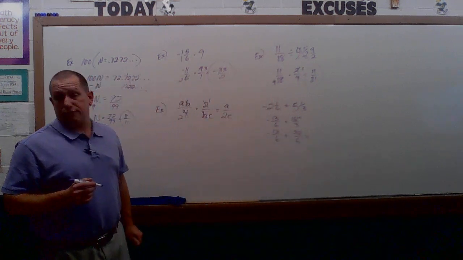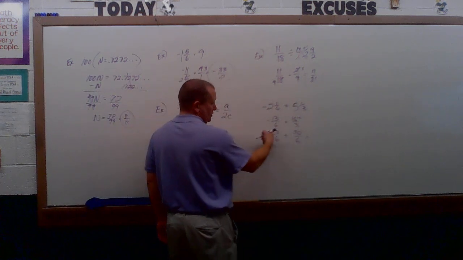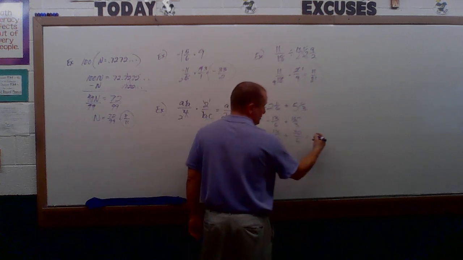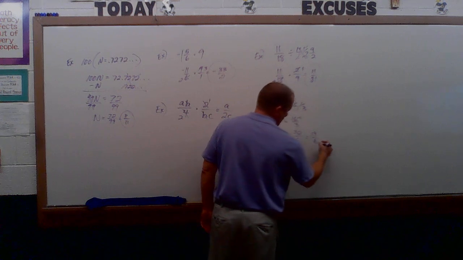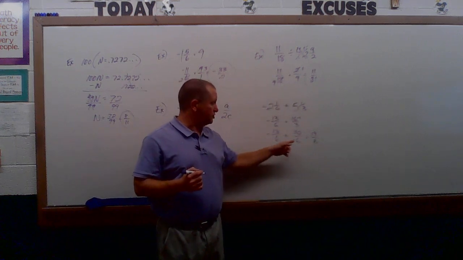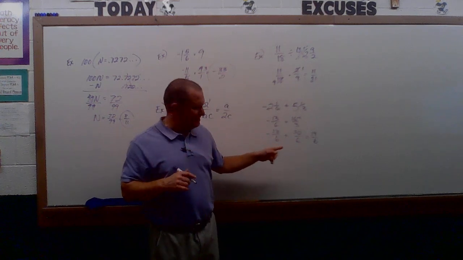So, what are we going to do for this one? Basically -13 plus 32 means 32 minus 13. Grace says 19. Is she right? Yep. Over 6. Is it positive or negative? Because 32 is bigger than 13.